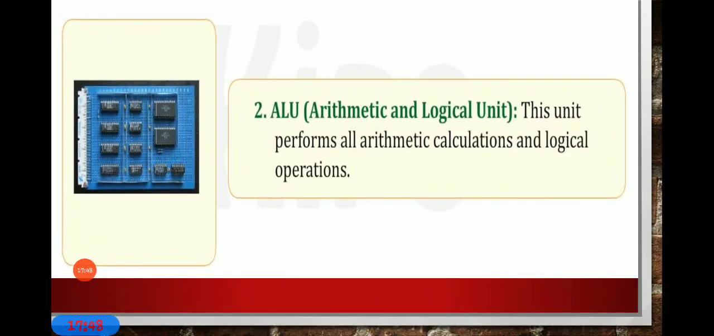The second unit is ALU. This type of circuit is there in a CPU. ALU means arithmetic and logical unit. This unit performs all arithmetic calculations and logical operations. It means the CPU has divided all the work: if something has to be stored, it is stored in the MU, and if a calculation has to be done, it is done in the ALU.